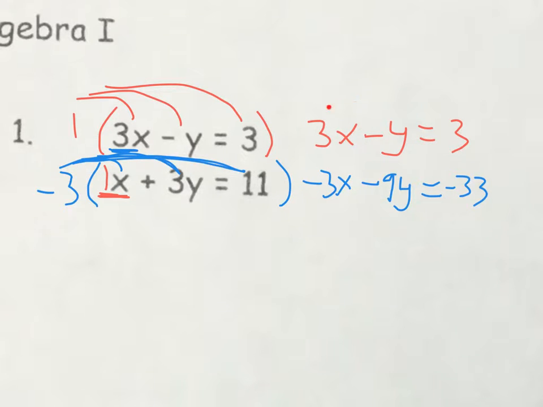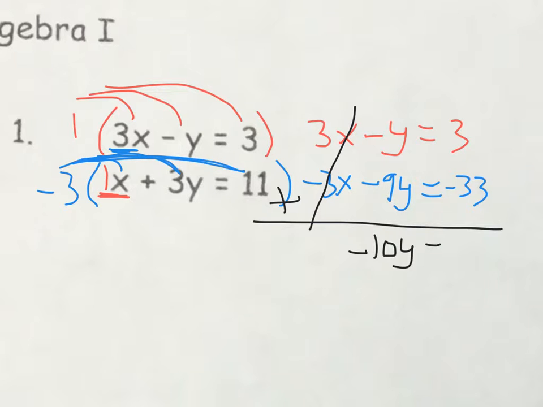You see how the x on the first equation is a 3x, and the x on the second equation is a negative 3x. They're both the same number, and one's positive, one's negative, so when you add these together, think about putting a plus sign there. The 3x plus negative 3x, in other words 3x minus 3x, is going to eliminate, so those go away. Now you have negative 1y minus 9y, which gives you negative 10y, and that is equal to 3 plus negative 33, in other words 3 minus 33, which gives you negative 30.